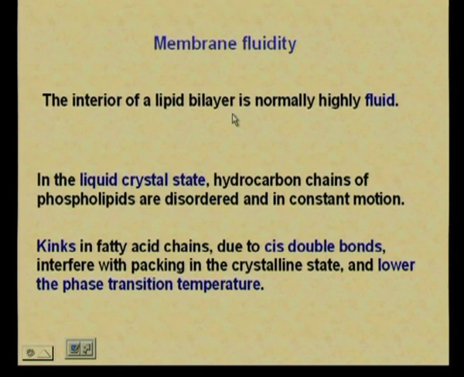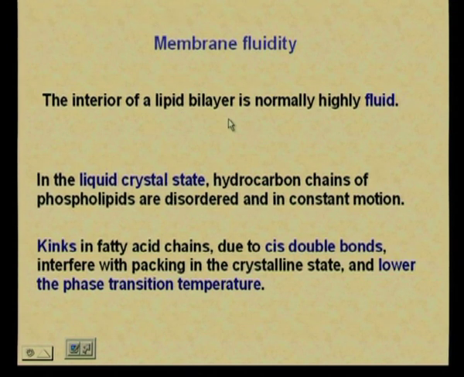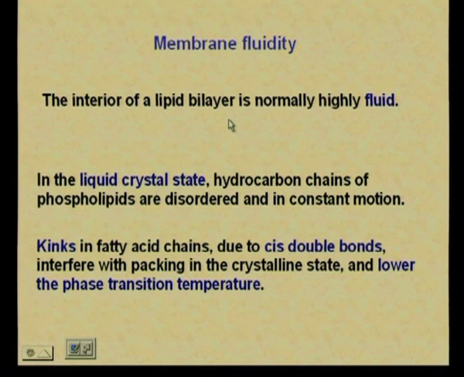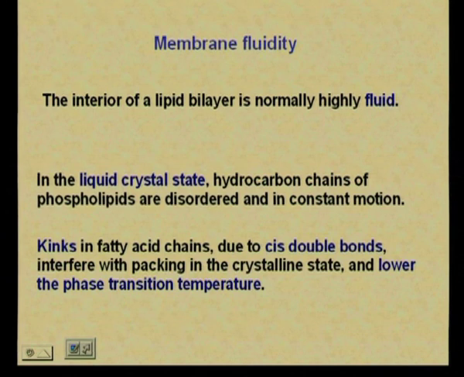Now, when we speak of the interior of the lipid bilayer, it means we are speaking about the hydrophobic tails. That is what is the interior of the bilayer. The exterior of the bilayer is the polar portion, the polar head groups that form the inside and the outside, and the interior is highly fluid, and we will see how that fluidity occurs, why it occurs, and what its usefulness is.